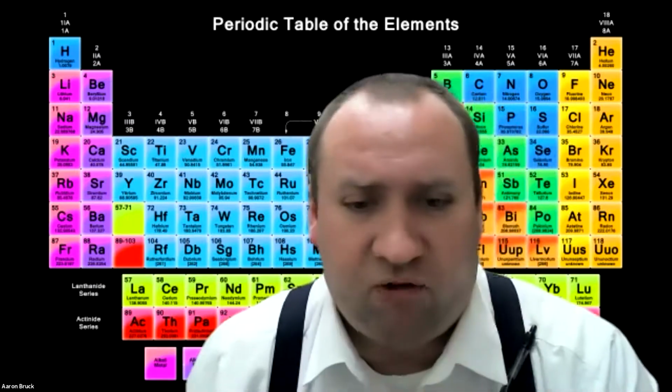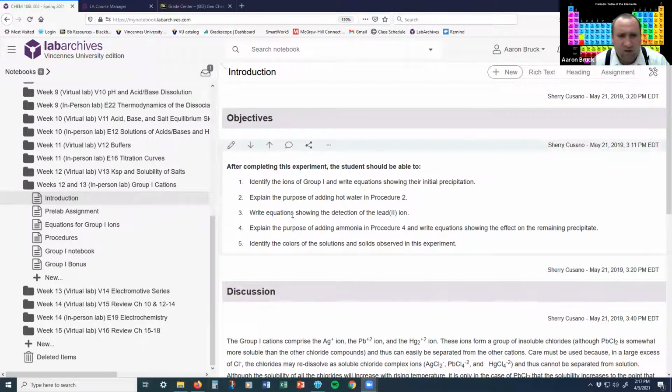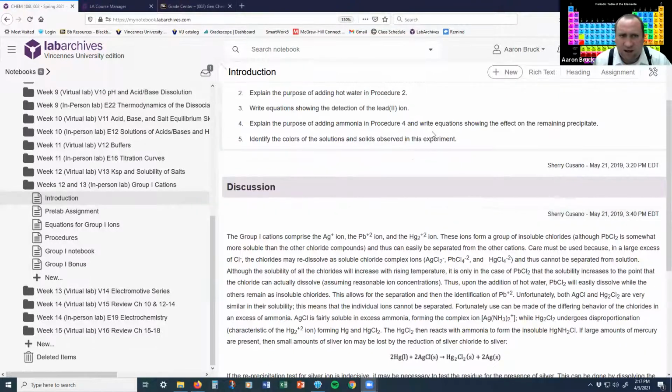So, just a little bit of background here. In terms of labs, the objectives of this lab are about identifying the ions of group 1, showing their reactions and how we separate them. The discussion talks a little bit about this, but I'm going to illustrate. I think it'll help a lot to see what this is all about.